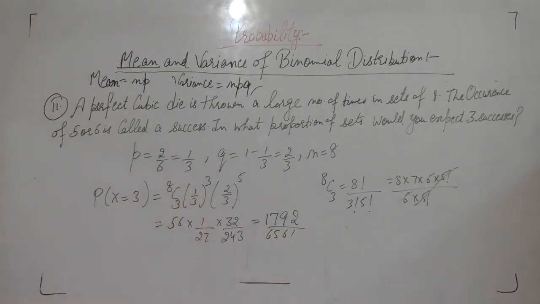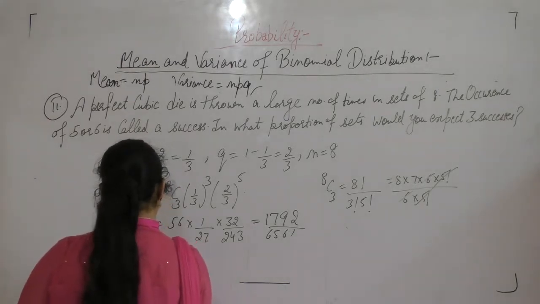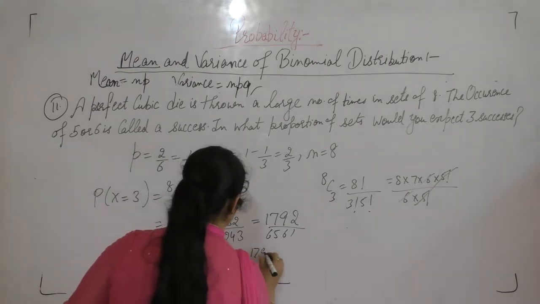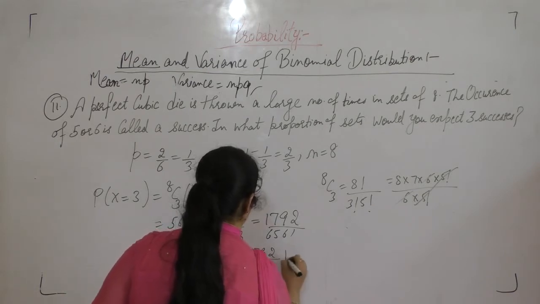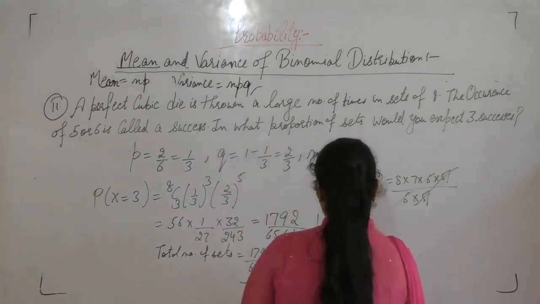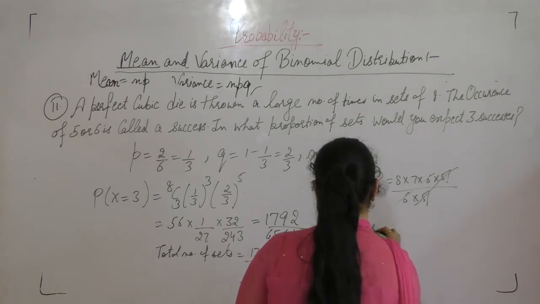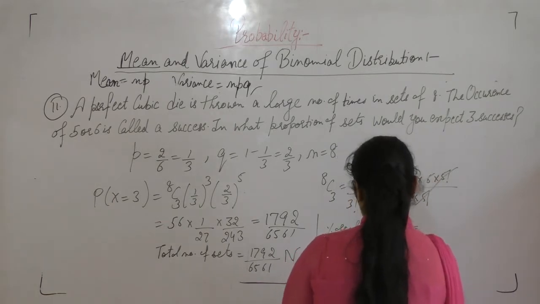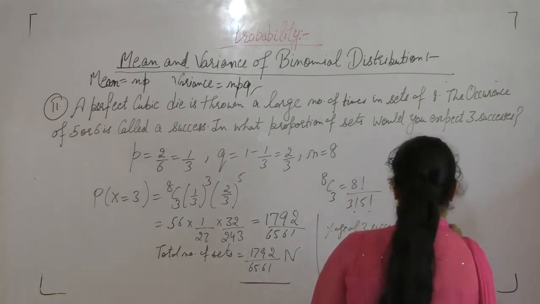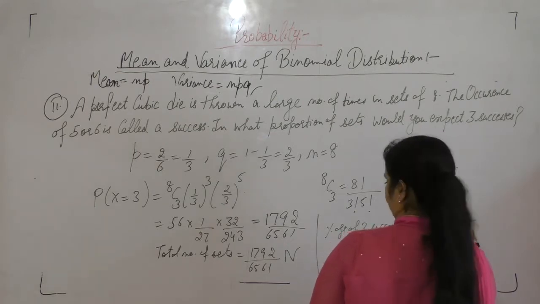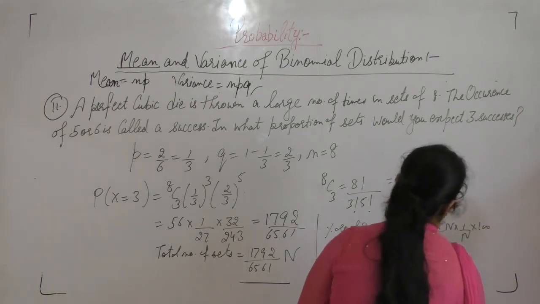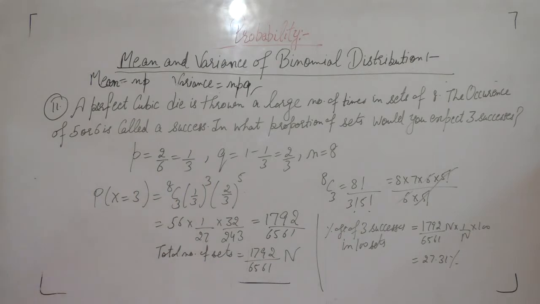1792 upon 6561. So percentage of total number of sets in which we get 3 successes is 1792 upon 6561 into n, and so percentage of 3 successes in 100 sets is 1792 upon 6561, so 27.31%.